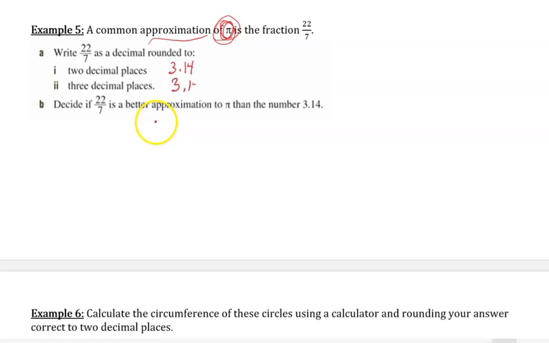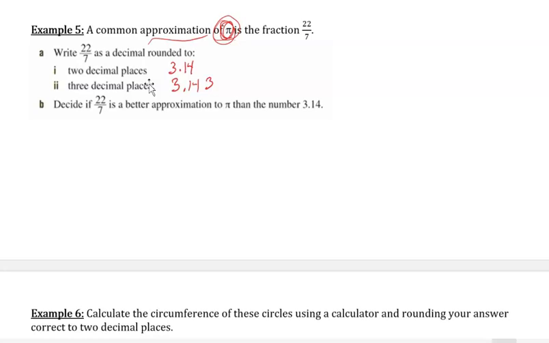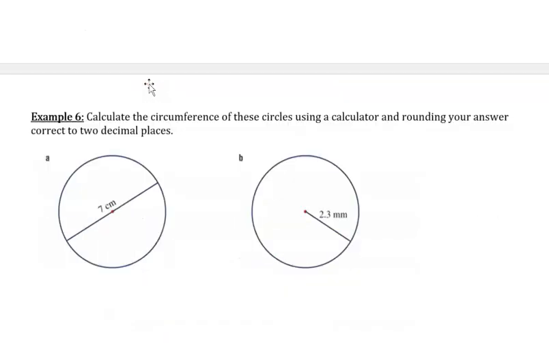Now we're going to decide if 22/7 is a better approximation to pi than 3.14. Well, 3.14 is really close, but if we have a look here at all these extra digits, if we use 22/7, they actually show us that we're probably getting a little bit closer to the real answer. So I think 22/7 is only marginally, but not a huge amount, a better approximation to pi than 3.14.